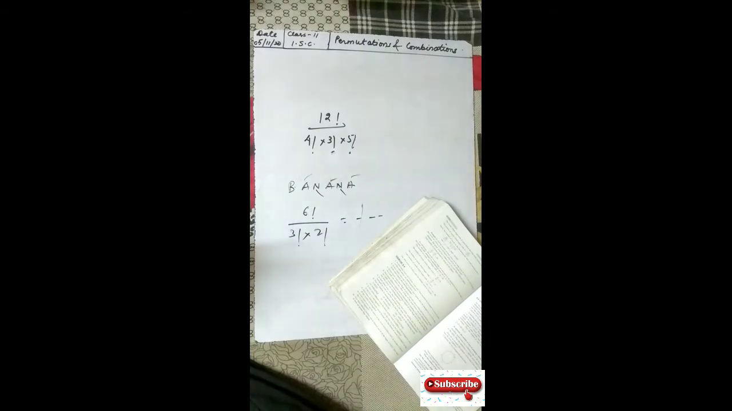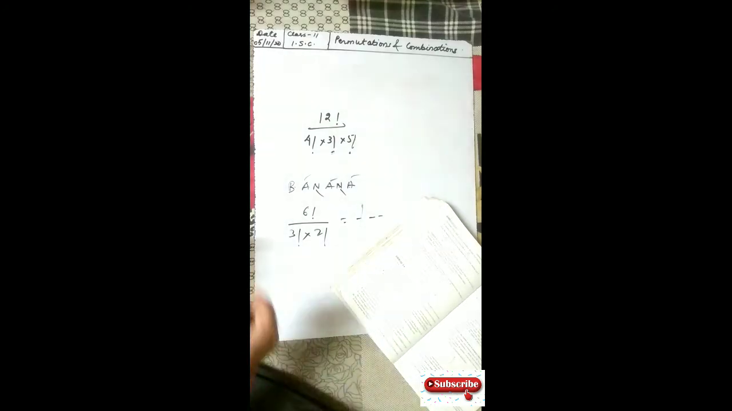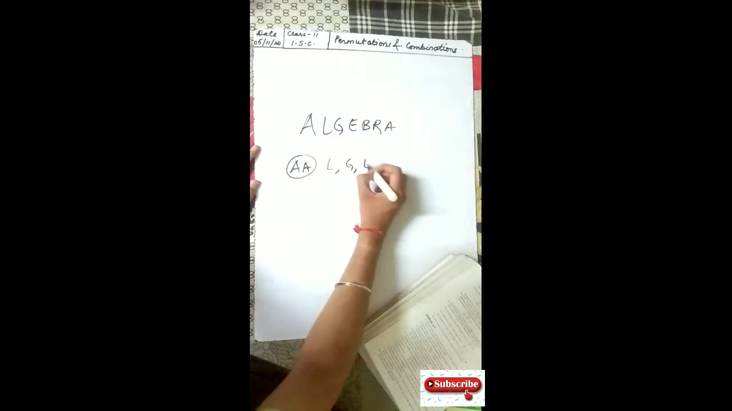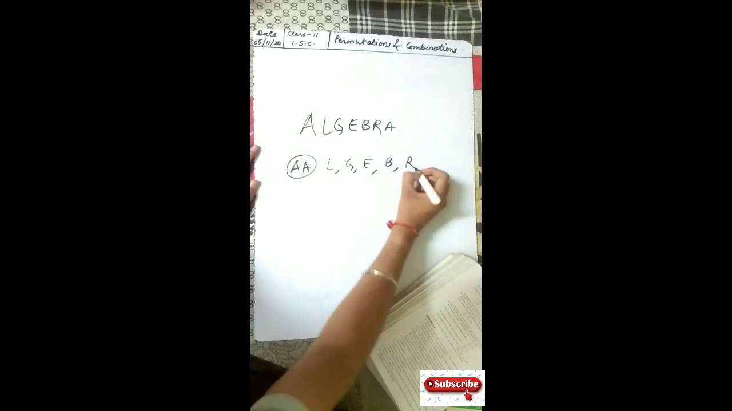Okay, coming to the next question. In how many different ways can the letters of the word ALGEBRA be arranged in a row if 2 A's are together, and the 2 A's are not together? Now there is a condition that 2 A's should be together. So make the 2 A's one block, one unit. You are left with L, G, E, B, N, R.